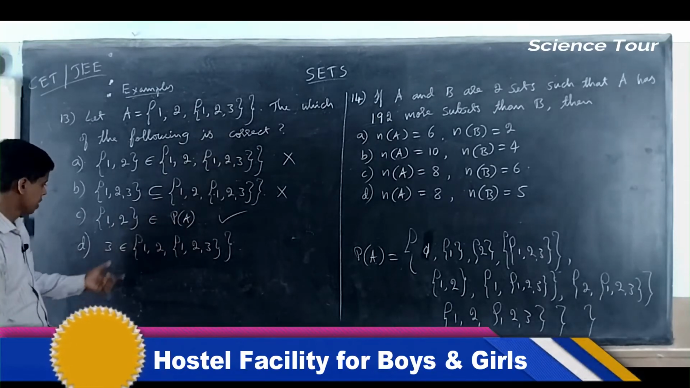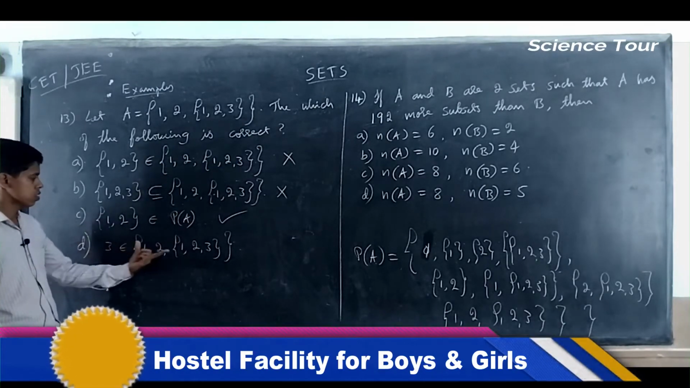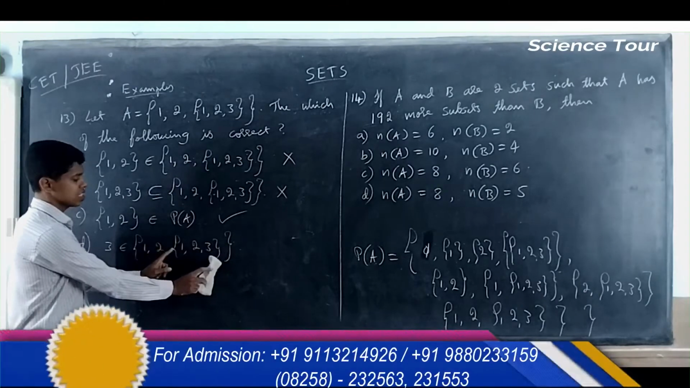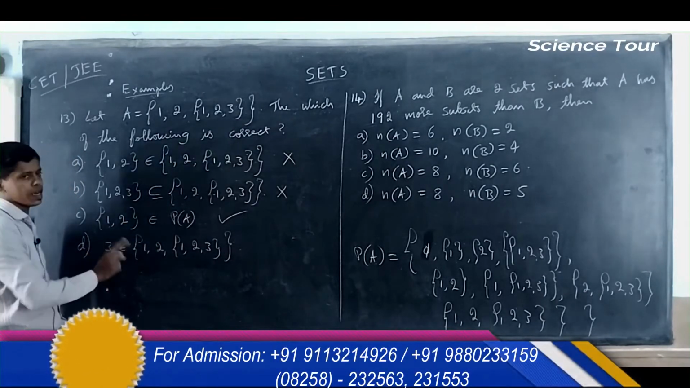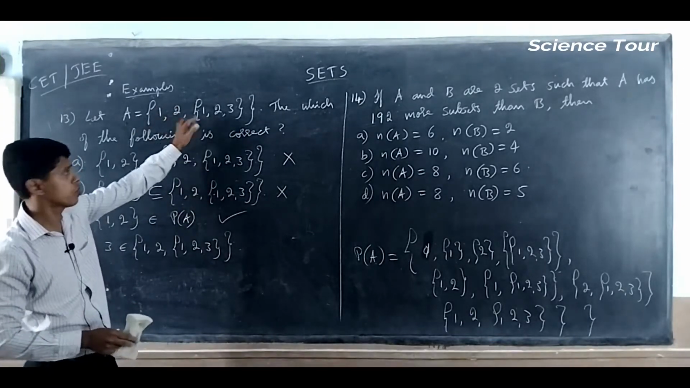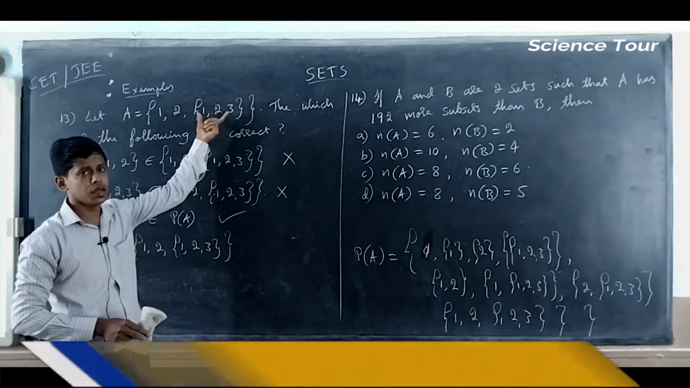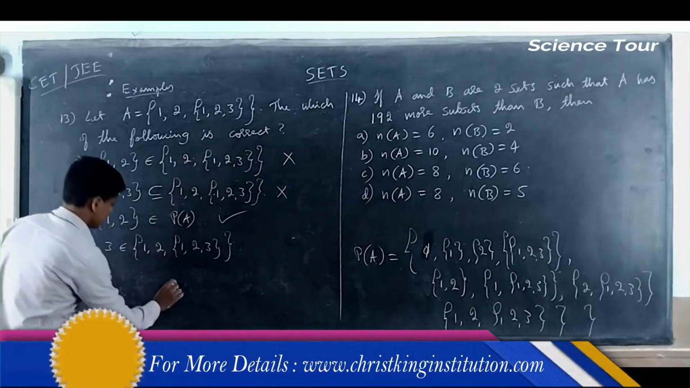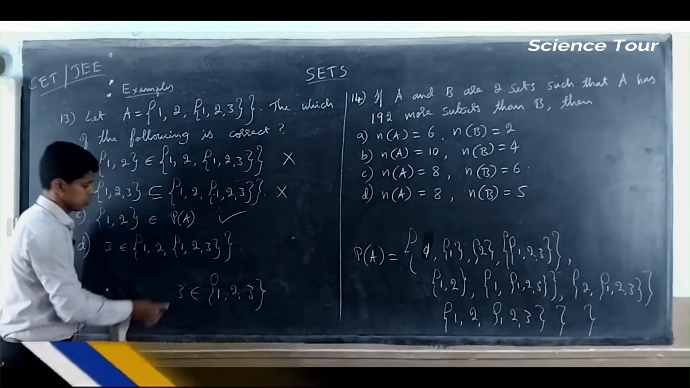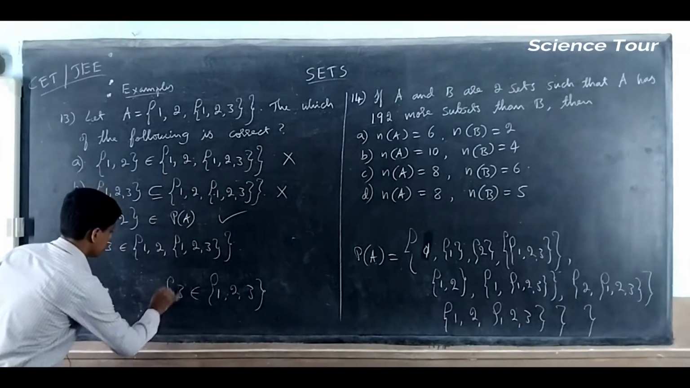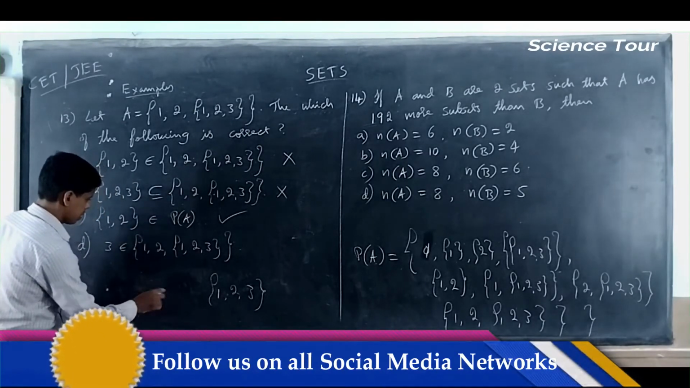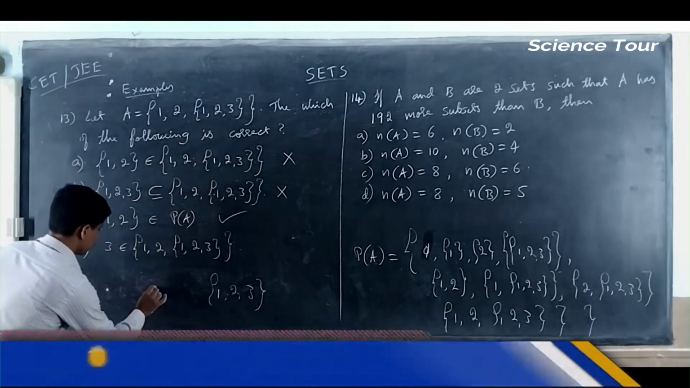Now what about 3 belongs to this? Does it belong to this set? No, you don't have 3 independently. This is one single element. 3 is not an element of A. 1 is an element of A. 2 is an element of A. The set 1 to 3 is an element of A. But 3 independently is not an element of A. See, if you have written this, that would be correct. So 3 belongs to that. If you write the set 3, then it is a subset. Okay, so you can write the set 1 to 3.